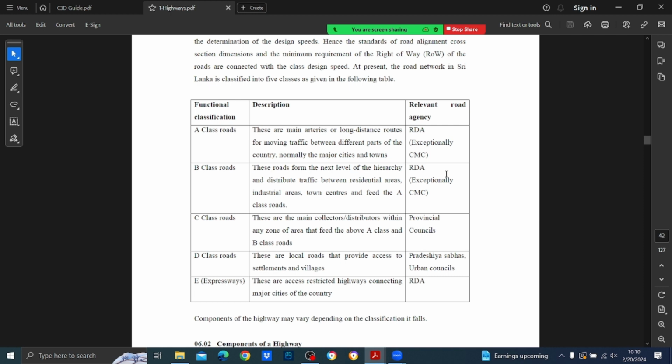Now A class roads are these arteries, that means interprovincial roads. B class roads are interdistrict roads, or what you are going to feed A class roads. And C class roads are being handled by provincial councils. But still, remember in C class roads also there are bus routes. And D is of course being handled by Pradeshiya Sabhas and urban councils. Earlier there were some E class also, the gravel roads. But now we don't have any such gravel roads being handled by Pradeshiya Sabhas. Therefore, we put E into expressways, right? So E class is the expressway.